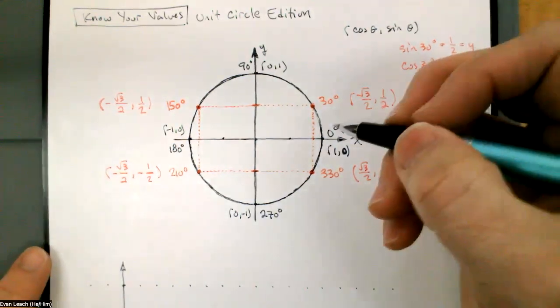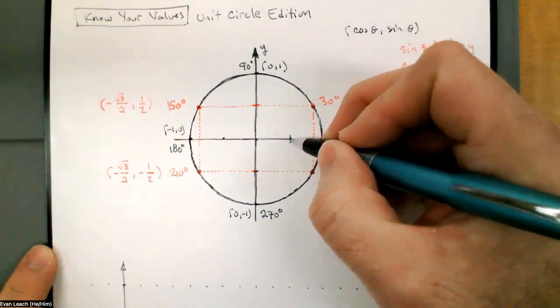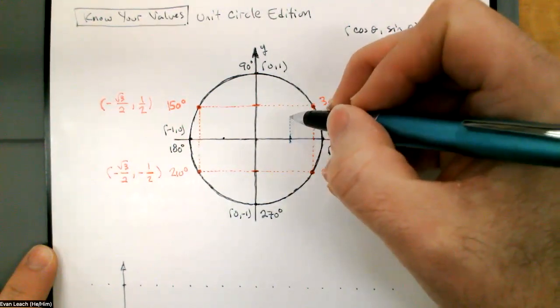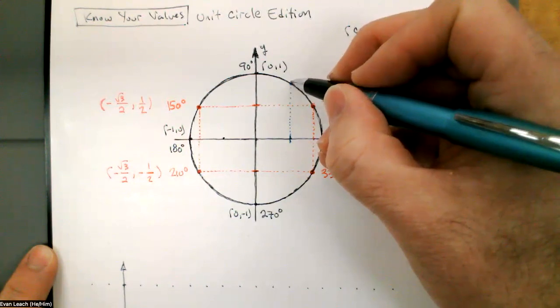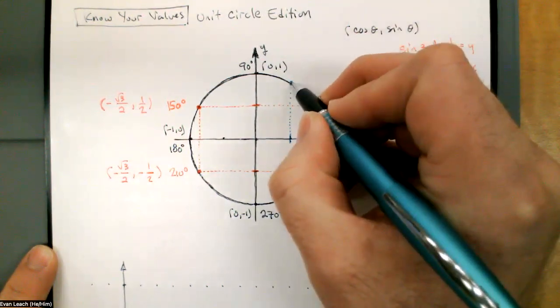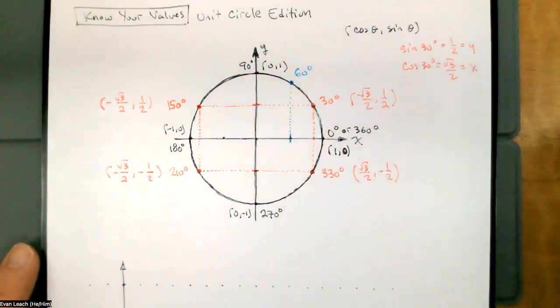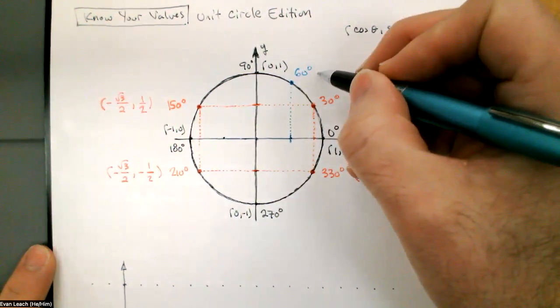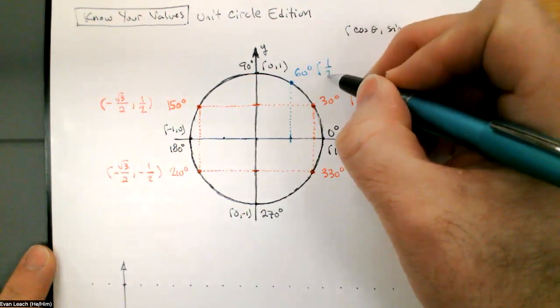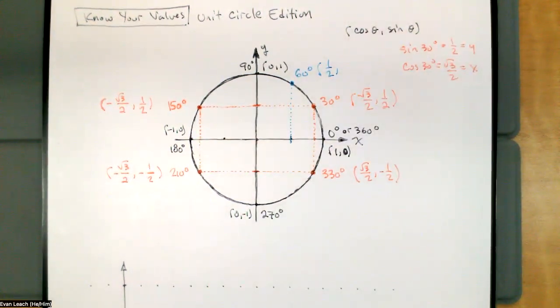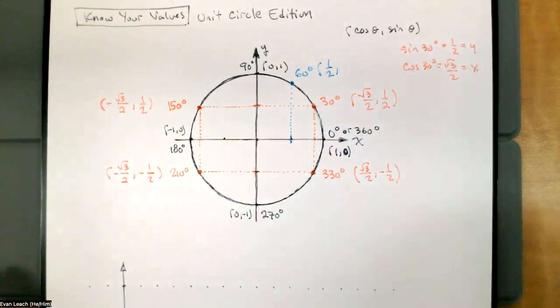Cosine. Cosine is the x, so I'm going to go to where x is 1/2 and trace that up to the unit circle. So that is going to happen at a 60-degree reference angle. The x coordinate there is positive 1/2. And the y coordinate is the sine of 60, which is √3/2.